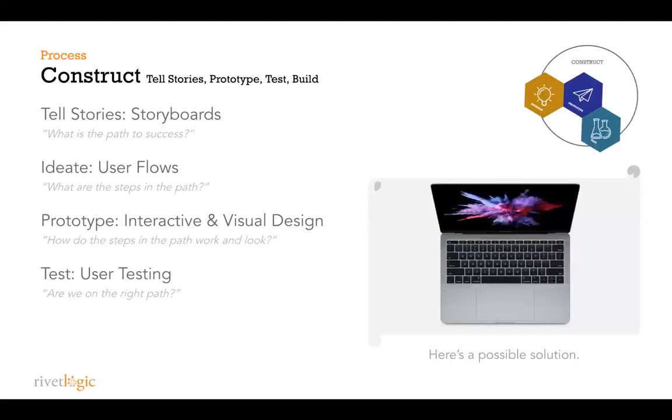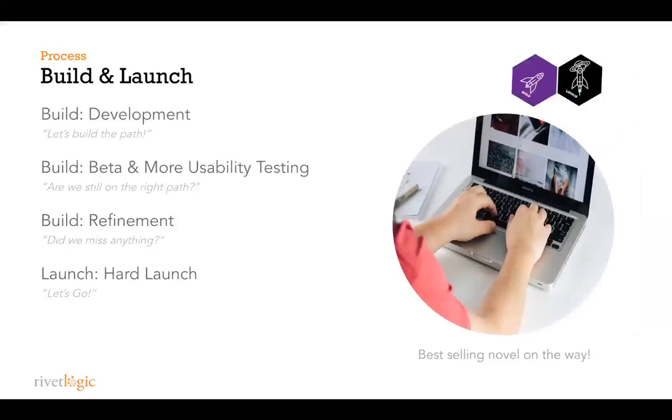And then we can take that to user testing. Are we on the right path? Is this what's going to work? So we're constantly validating everything we're doing to make sure that we're on the right path to a successful product. Then we build and launch. Now, I'm not talking a lot about build in this talk right now.